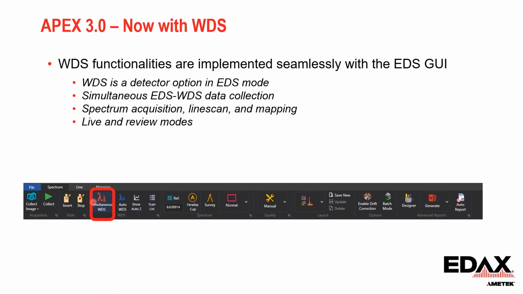When you click on this button, it enables the WDS icons on the ribbon bar. It does simultaneous EDS WDS data collection, so you can do simultaneous spectrum acquisition, line scan, and mapping. And you have the live and review modes for the EDS WDS modes, which means when you collect simultaneous EDS and WDS data, you can always switch to the review mode to post-process and review the data you already collected. This is very convenient.